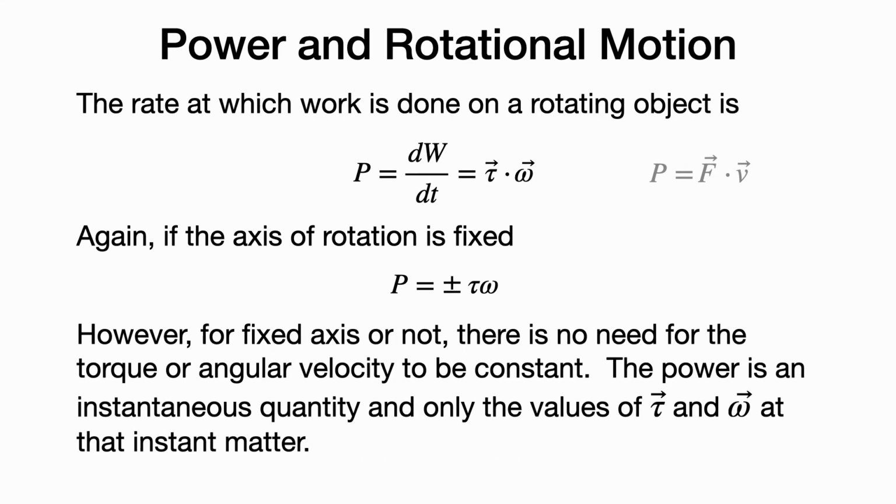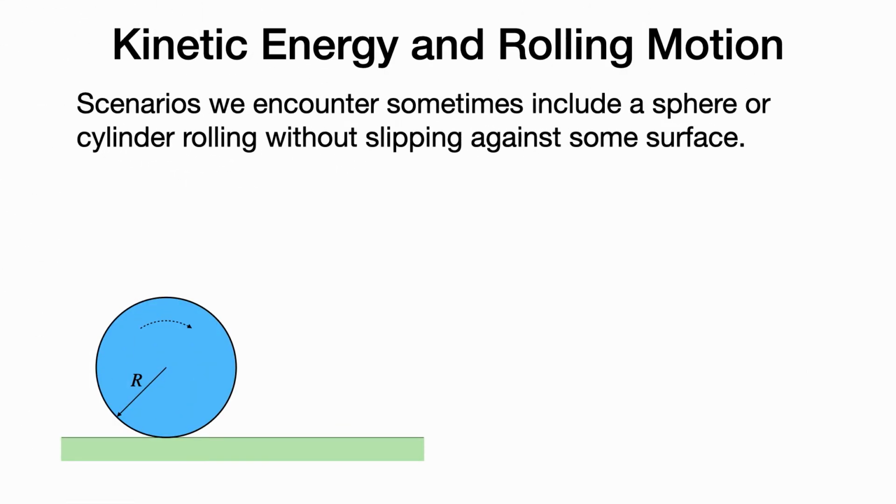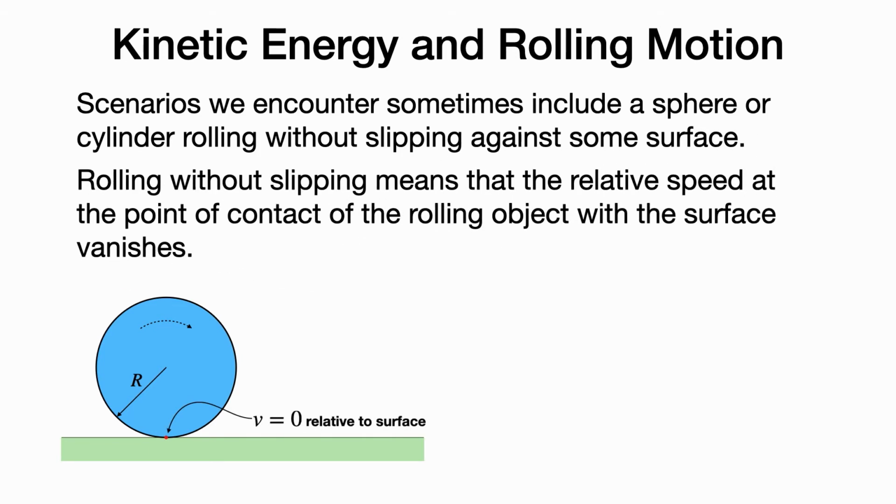However, for fixed axis or not, there is no need for the torque or the angular velocity to be constant. The power is an instantaneous quantity, and only the values of the torque and the angular velocity at that instant matter. Scenarios we encounter sometimes include a sphere or a cylinder rolling without slipping along some surface. Rolling without slipping means that the relative speed between the rolling object and the surface at the point of contact between the rolling object and the surface vanishes.